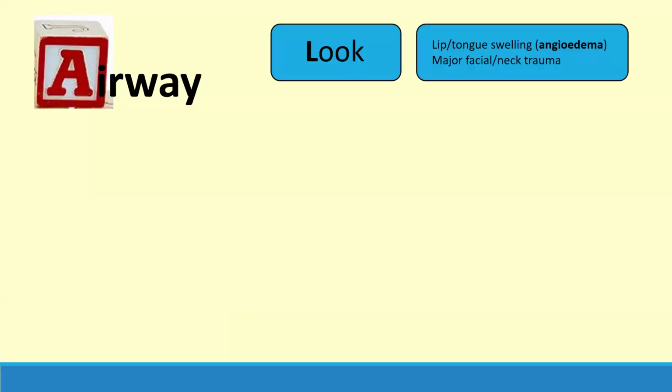So how do we approach the child's airway? So obviously look. I'm going to make you say some of them in a second because I'm going to get bored of my voice. So look, what are we looking for in the airway? So we're worried about any kind of obvious swelling, edema, angioedema, could be from anaphylaxis, could be from hereditary forms of angioedema, could be from something funny that they've eaten, some sort of toxin. And then facial trauma, neck trauma, obviously that is all going to be obstructing the airway.